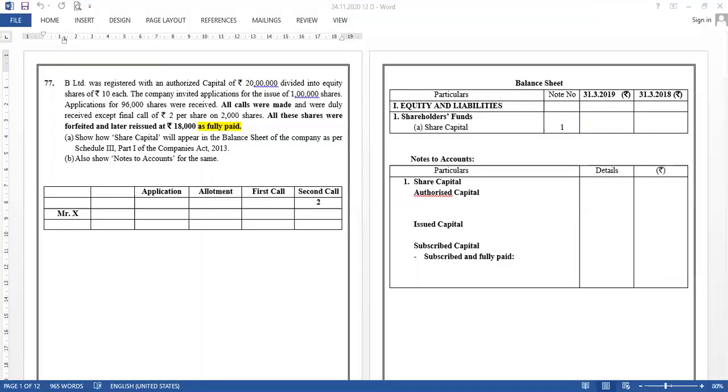How many of you remember something about yesterday's class? Conditions for subscribed capital, fully paid up capital. Anyone who remembers something for this? Fully called and fully received. Yes, that's very good. Fully called and fully received, right? And that is 10 rupees. 10 rupees called, 10 rupees received. तो fully paid up में आएगा, नहीं तो नहीं आएगा.